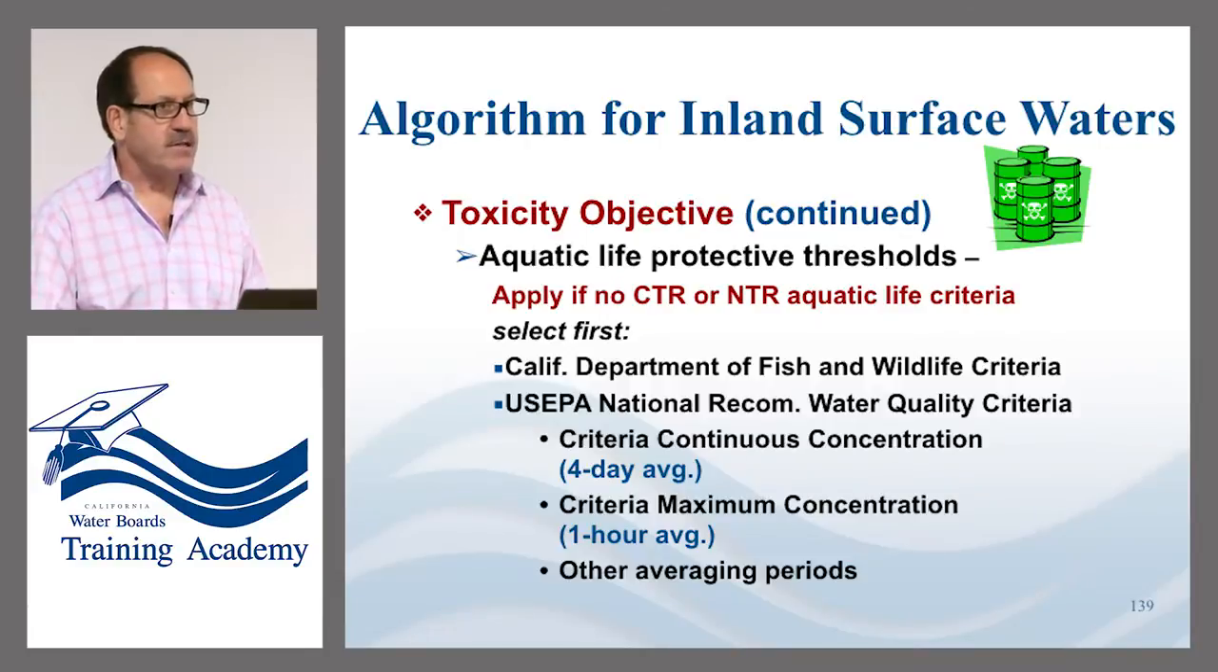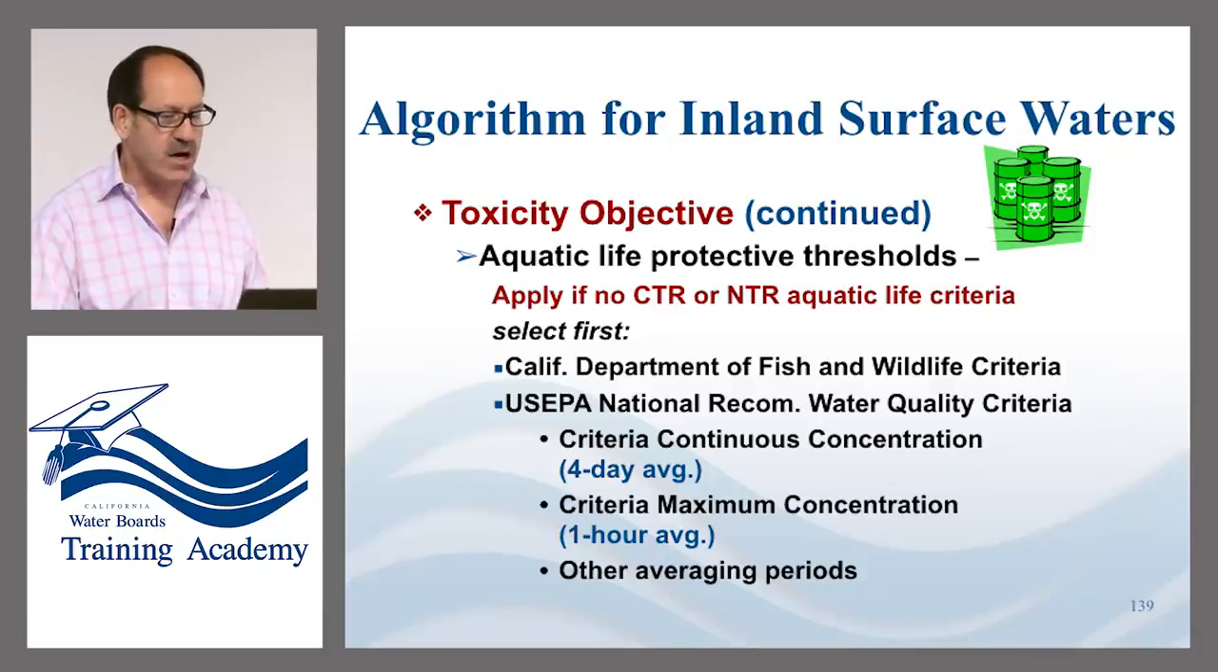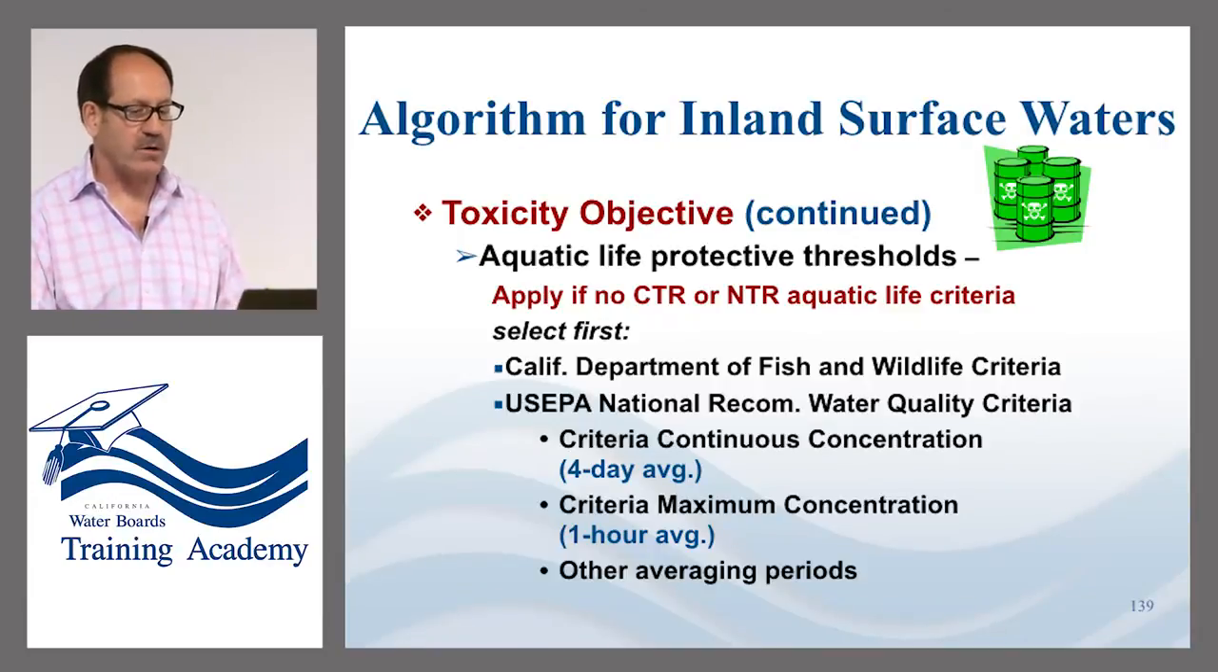But under toxicity, we also have to protect aquatic life in our inland surface waters. So we have aquatic life protective thresholds. If there's no CTR or NTR aquatic life criteria, then you'd start with those that are calculated by the Department of Fish and Wildlife. Those are mainly pesticides. Nothing there, then you look at EPA's national recommended water quality criteria.